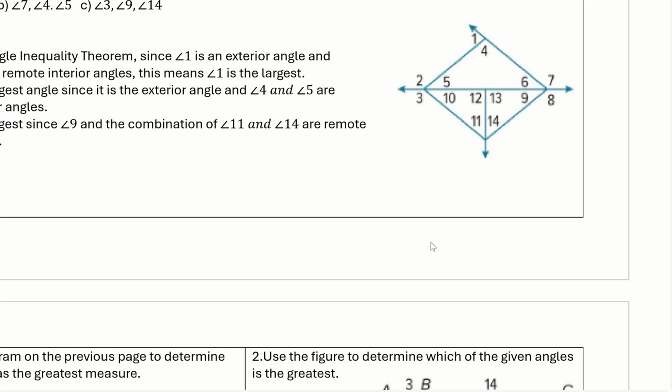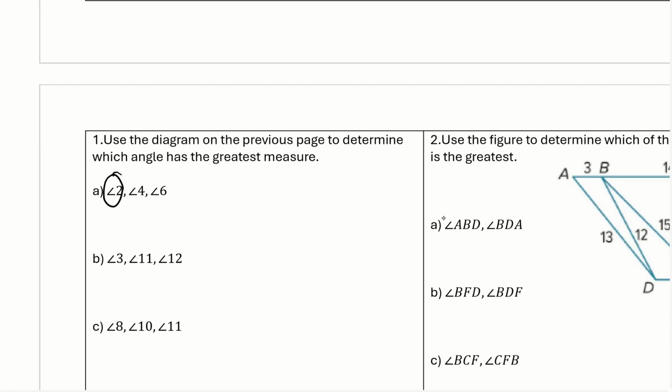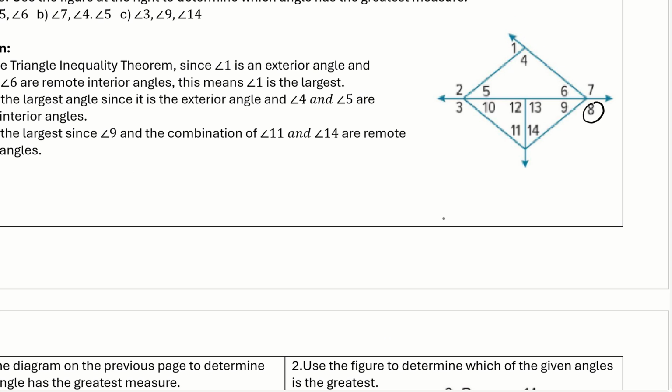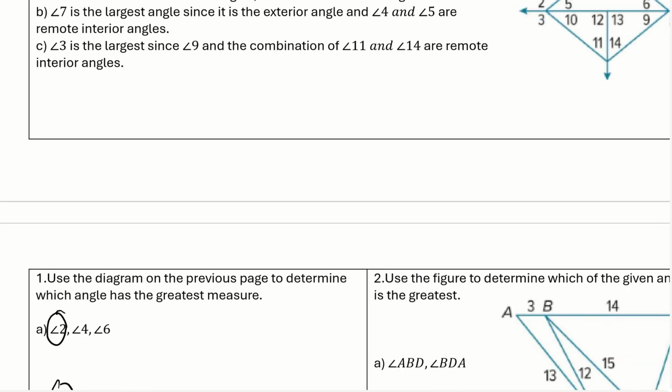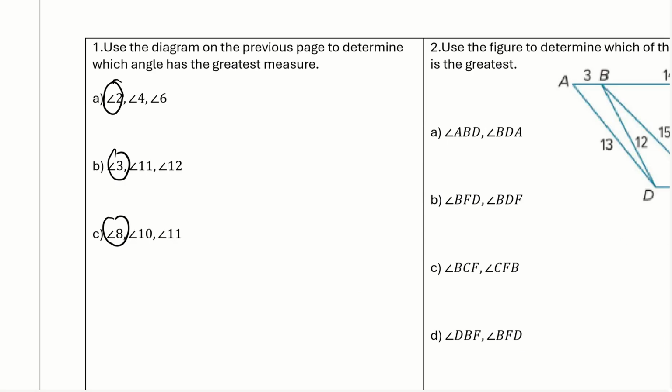Angles 3, 11, and 12. Angle 3 is an exterior angle to 11 and 12, right? And 11 and 12 are the remote interior angles. So angle 3 is the largest. Next, 8, 10, and 11. That's an exterior angle to 10 and 11, which are remote interiors. So angle 8 is the biggest. It's pretty easy if you think about it that way.